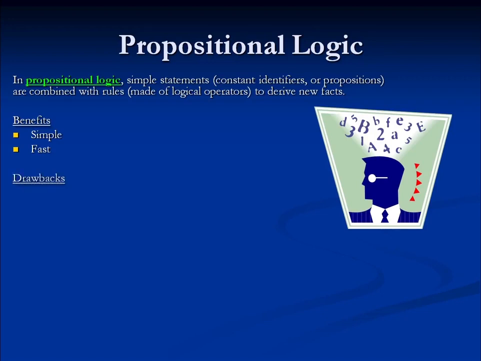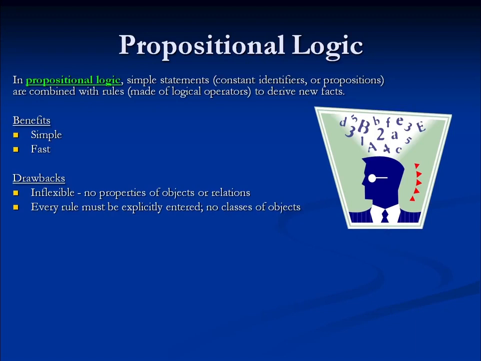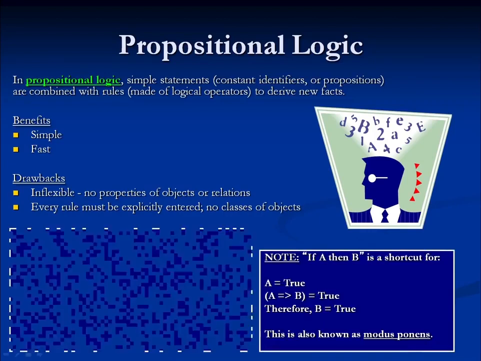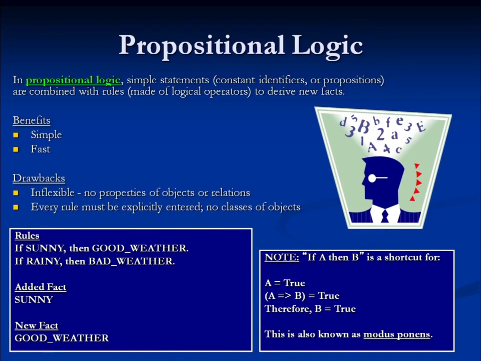Among the drawbacks of such a system is that it is not particularly flexible. Because these are constant identifiers, because these propositions have no variables, it is very hard to take the same construct and apply it to different situations. Instead, every possible variant of a rule must be explicitly entered if it is to be triggered by the system. As an example, if our rules were if sunny, then good weather, and if rainy, then bad weather, and we added the fact sunny to the rule base, the conclusion we should be able to draw from that statement is good weather.